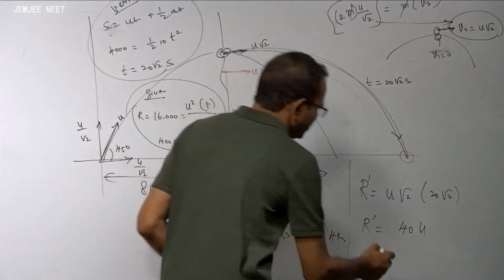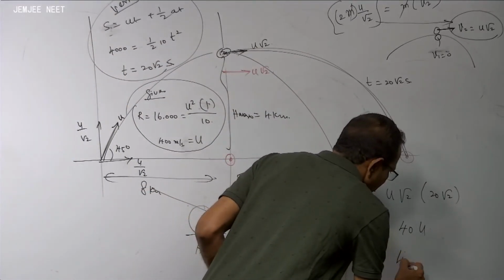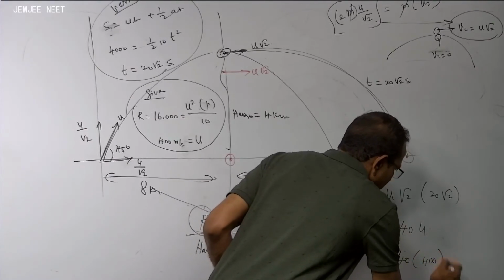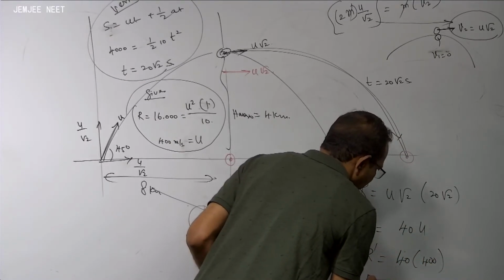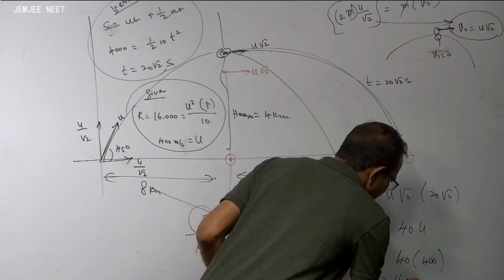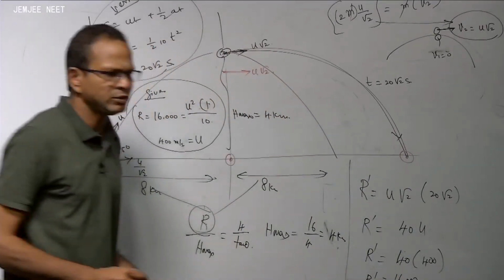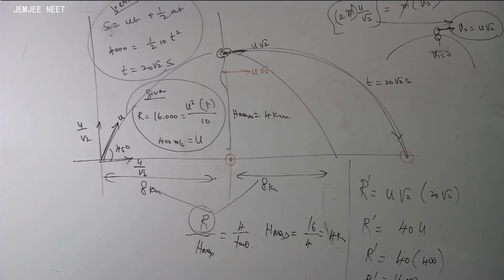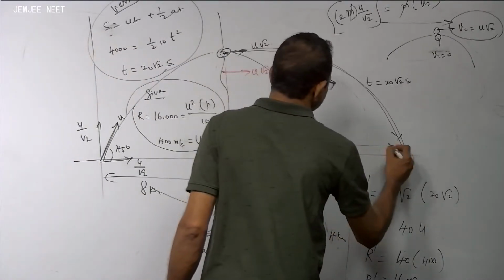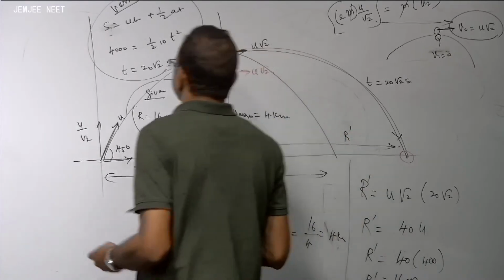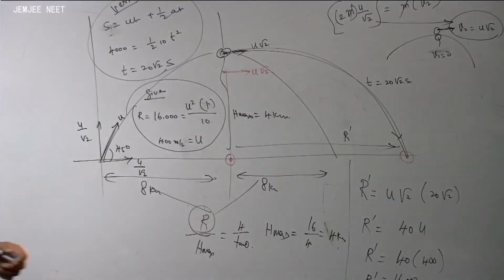Put this in here: 40 multiplied with 400 for r dash. How much did r dash come to? 16,000 meter. 16 kilometer is the answer. This is r dash. I have done it a bit fast, and I don't know how much you understood. I was jumping from here to there.